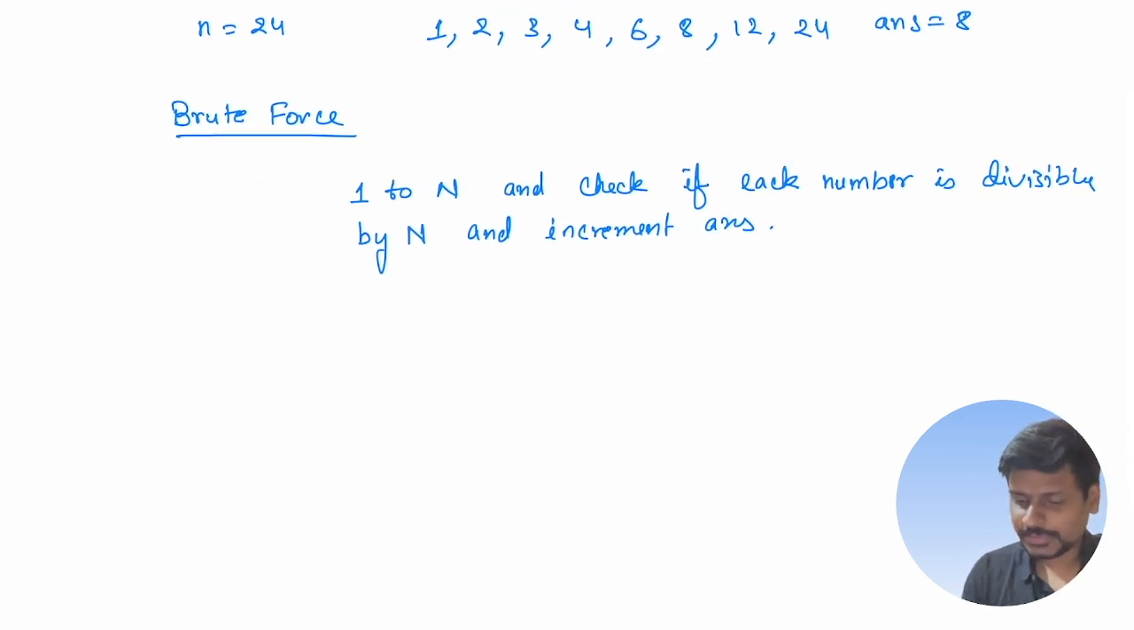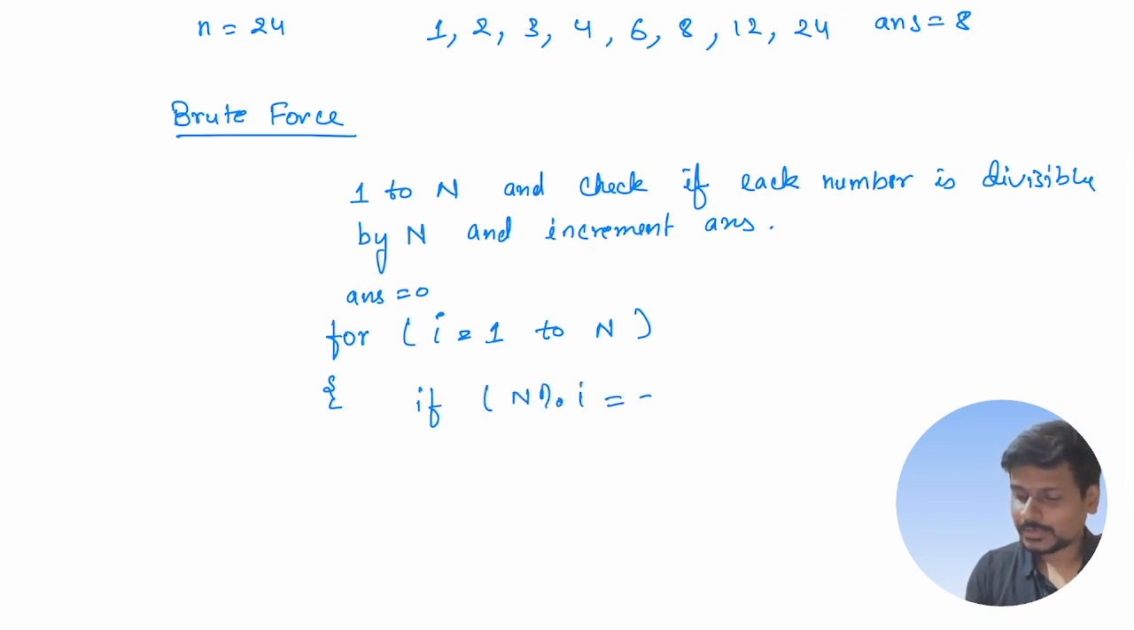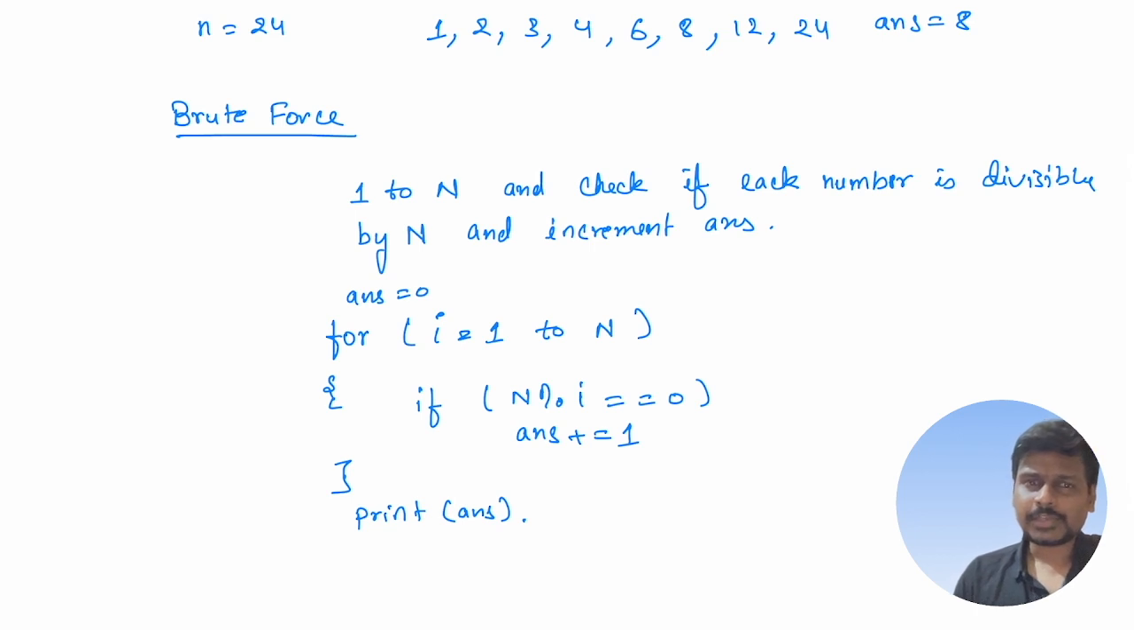So let's write a simple code for it. The code would be something like this. For i equal to 1 to n, and we initialize our answer as 0. We simply check if n % i is equal to 0, then answer += 1, and we print the answer. So this is the brute force approach. Now you can see this will take order of n time complexity to complete everything, right?